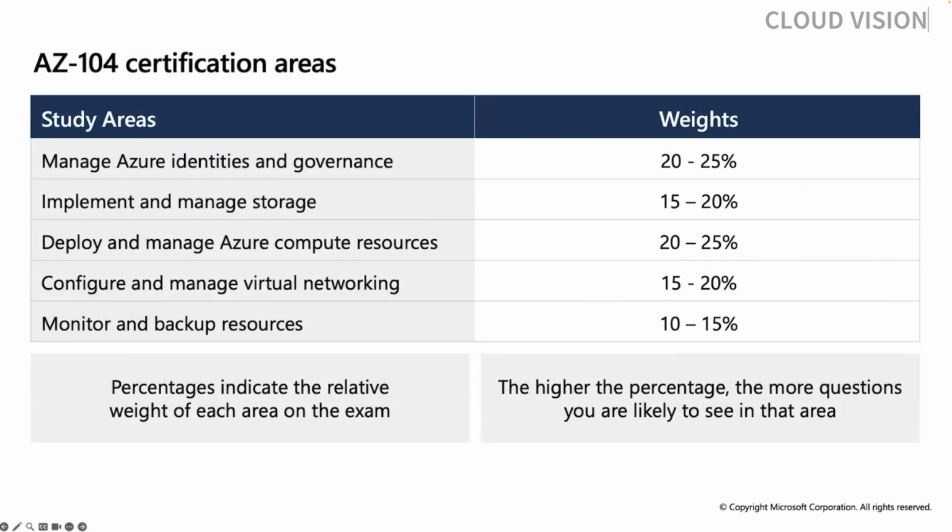So in AZ104, you will be learning to manage Azure identity and governance. These are the study areas. Implement and manage storage. Deploy and manage Azure compute resources. Configure and manage virtual networking. Monitor and back up the resources. If you are planning to go for the certification, this weightage is just an indicative weightage. So you can expect 20 to 25% of the questions from manage Azure identity and governance, and so on.